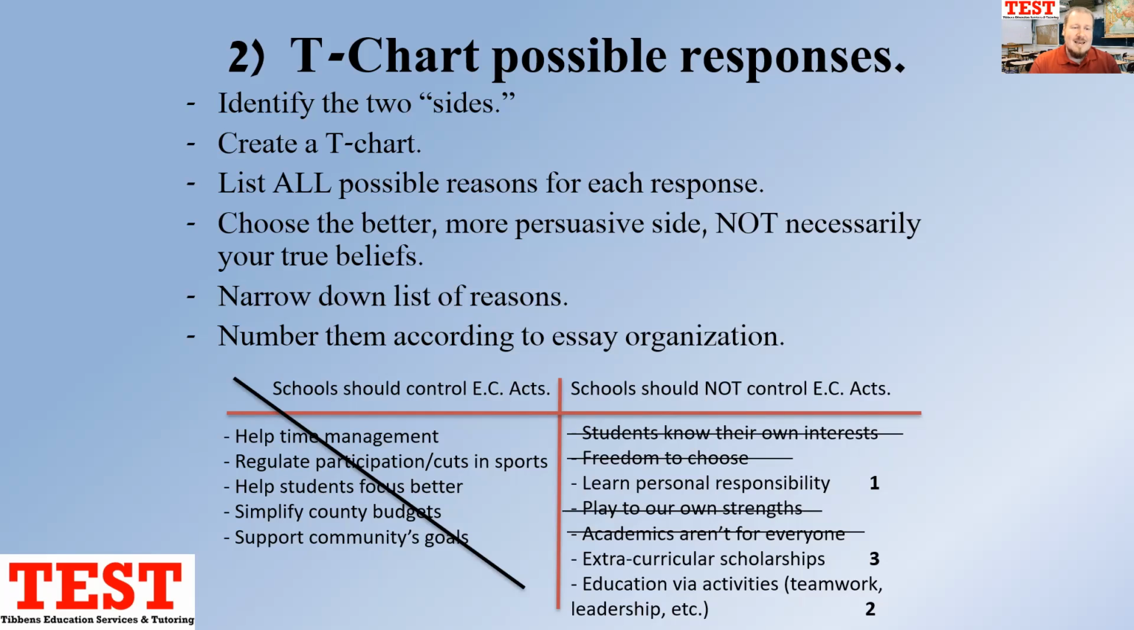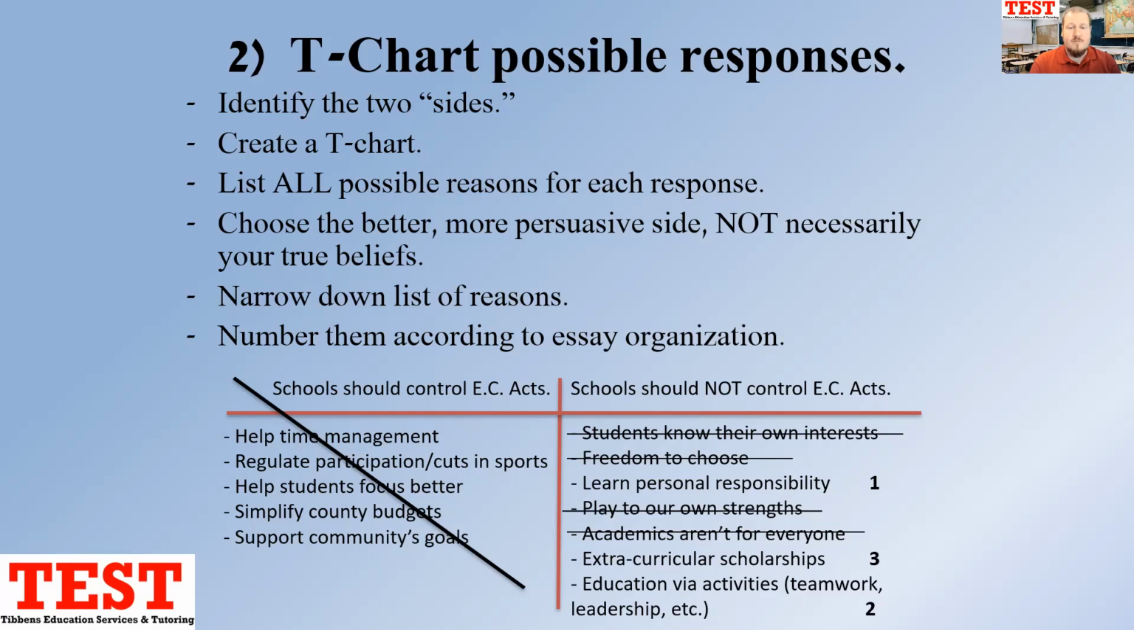So in this case, I like some of the stuff on the, say on the school should control side. I just don't think I can elaborate enough on them. My heart really isn't in it. So I'm going back to school should not control it. I look at my options. Students know their own interests. It's true. Okay. I crossed that one off my list. Well, I'll tell you one in a minute.